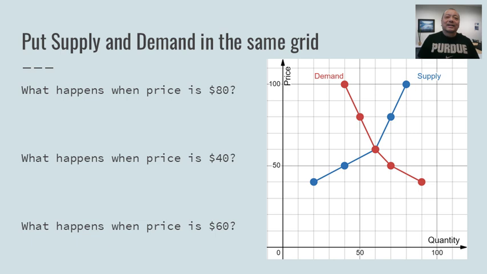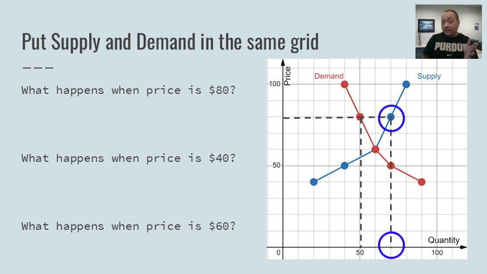Welcome back. Let's take a look at $80. Here's the position where the price is $80. Check the quantity. The supply is 70,000 pairs of shoes. The demand is 50,000 pairs of shoes. Suppliers bring 70,000 to the market, but consumers are only willing to buy 50,000. There is a leftover of 20,000 pairs of shoes.